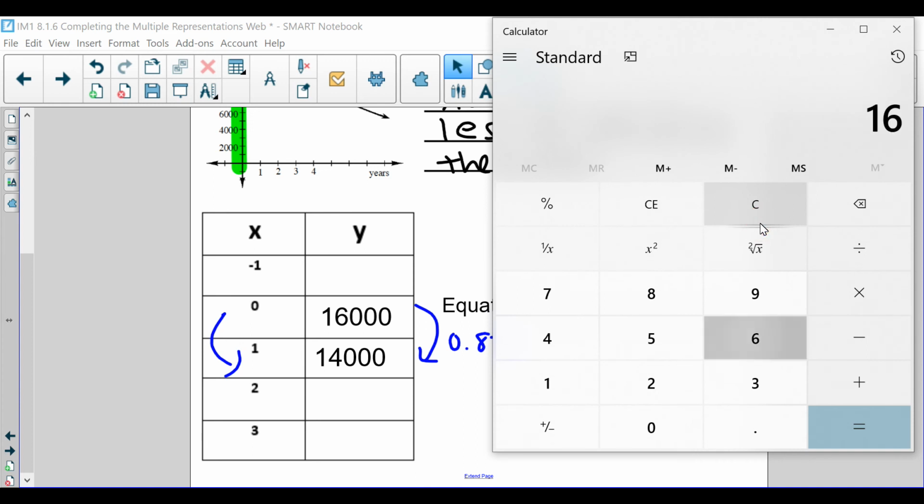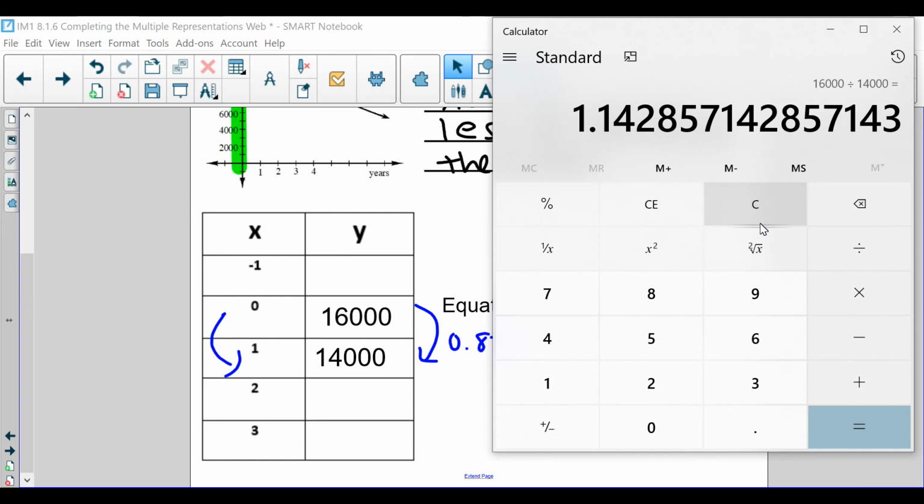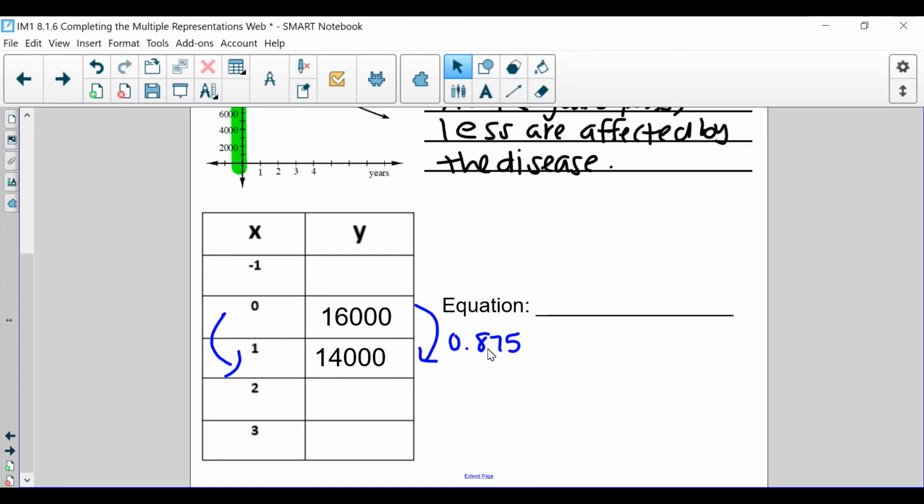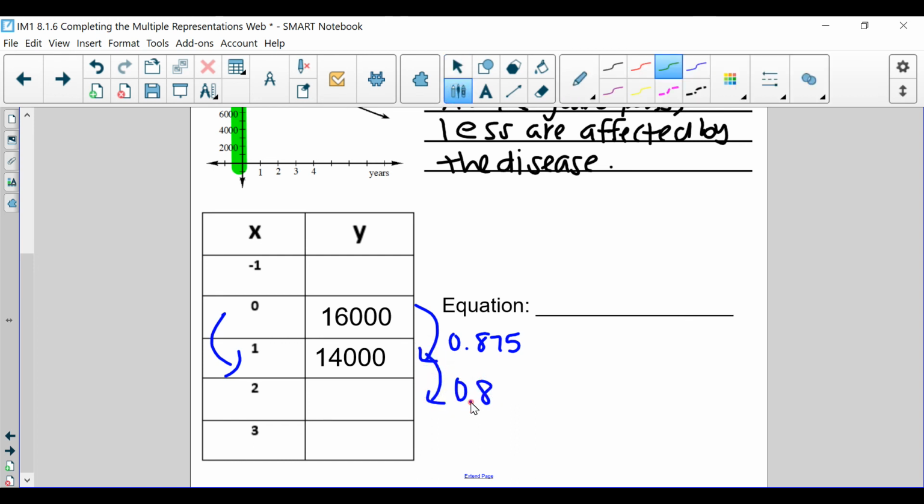Versus if you did the other way, which is a common mistake I see all the time, oh, it's 1.14. If I multiply 16,000 times 1.14, you're not going to get 14,000. So you know that multiplying by 0.875 will get you the answer. Okay, so that means for the next one, we're going to go ahead and multiply by that same amount, and then just keep multiplying by that same amount.